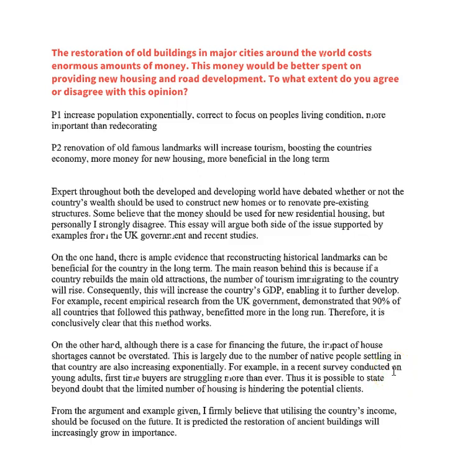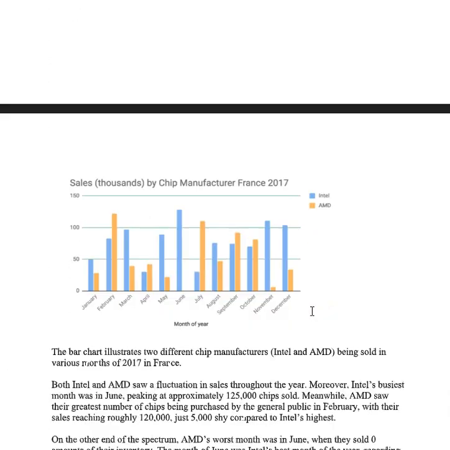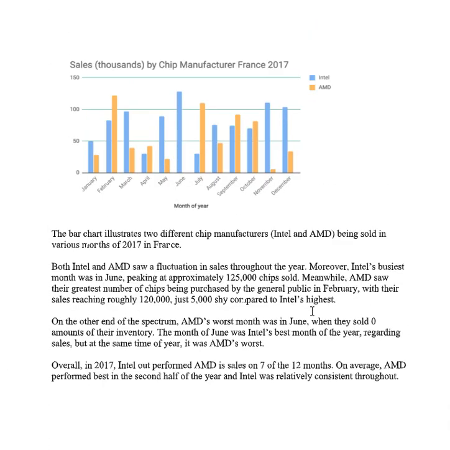Good. Okay. So your next piece was the shorter piece on the bar chart about chip manufacturers. Okay. So Intel and AMD. So the bar chart illustrates two different chip manufacturers, Intel and AMD, being sold in various months of 2017 in France. Now, be careful here, because we've got the passive phrase being sold. However, this indicates that the companies are being sold, whereas we're not talking about the company being sold, we're talking about their products being sold.